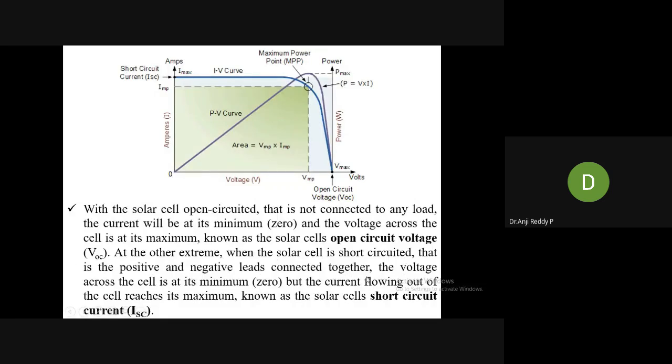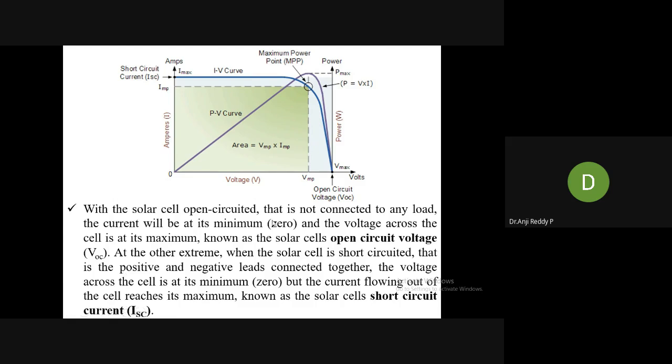Then what will happen? The voltage across the cell is minimum, 0. The reason is the resistance should be 0. In case of short circuit, the resistance is 0, and automatically voltage is minimum, that is also 0. The current flowing out of the cell reaches its maximum, that we can call short circuit current.